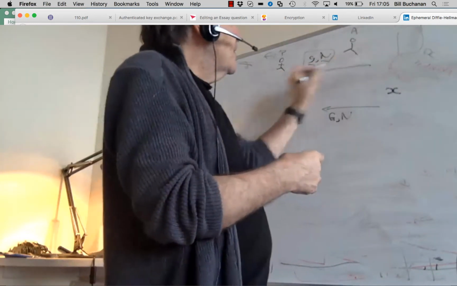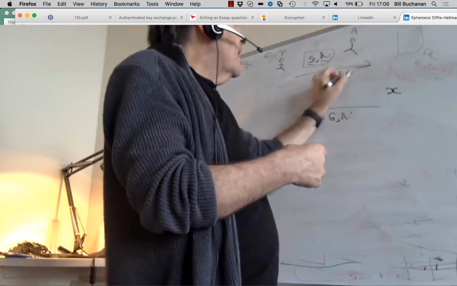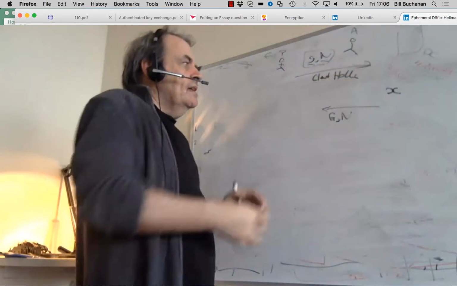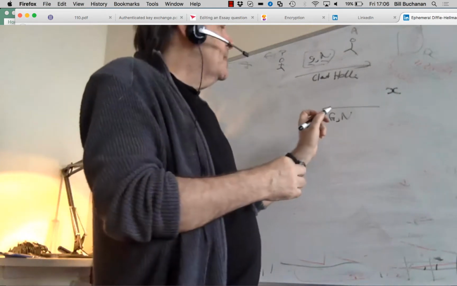So this is the first thing that happens: the client hello. The client hello will actually define the tunnel that's to be created.